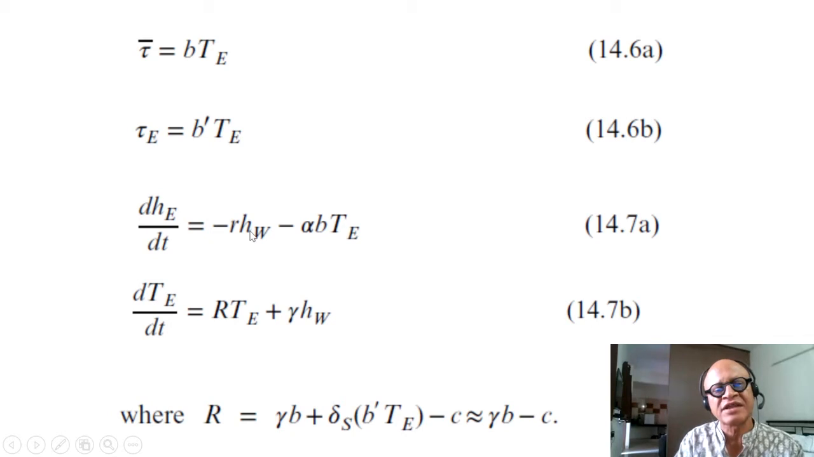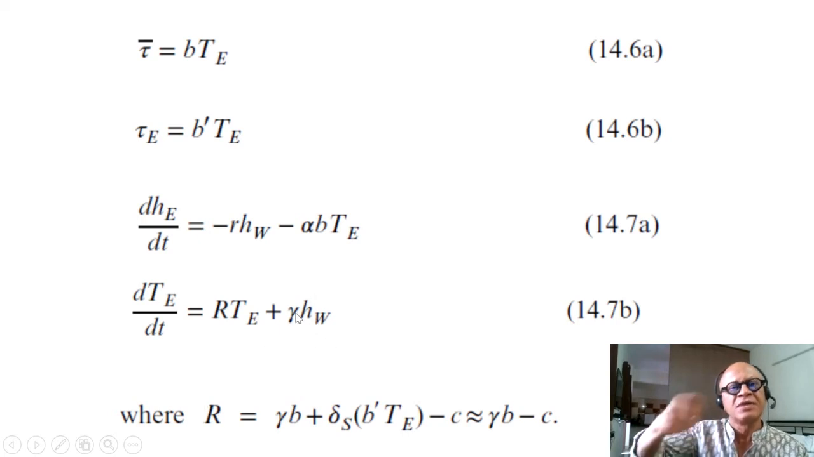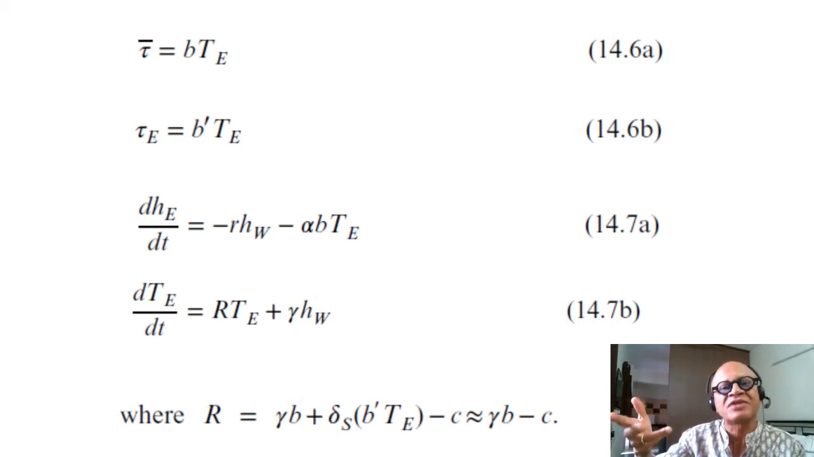So you can write that as minus RHW minus alpha BTE. So you are replacing tau alpha tau E with basically this term, and writing dT/dt as R times TE plus gamma HW, where this is again, you can think of it as the Bjerknes feedback term. Basically the movement of the thermocline is going to change the temperature, is going to change the winds, change the thermocline slope and the sea level slope.